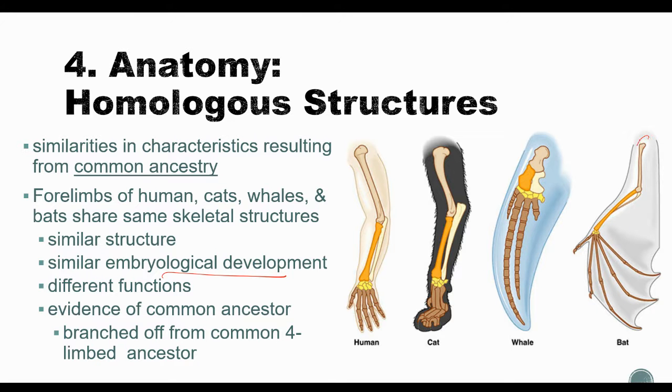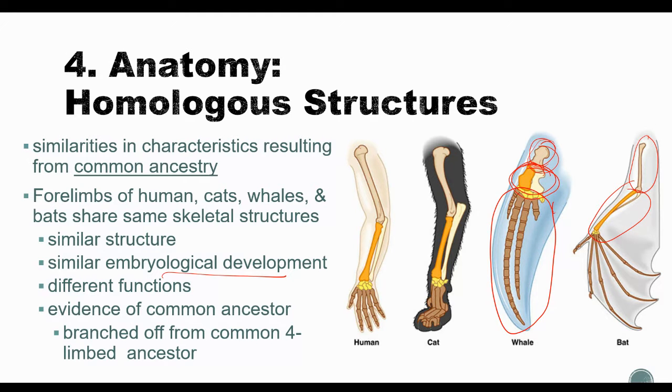So we have similar bone structure. You can see the bones are highlighted. Same number of bones, similar bone structure, where we've got the one bone in the upper limb and the two bones in the lower portion of the limb, and then we have what would be the finger and the thumb bones down here.